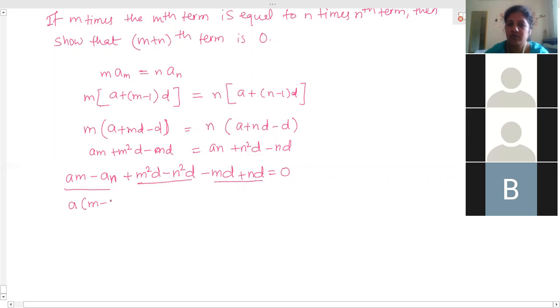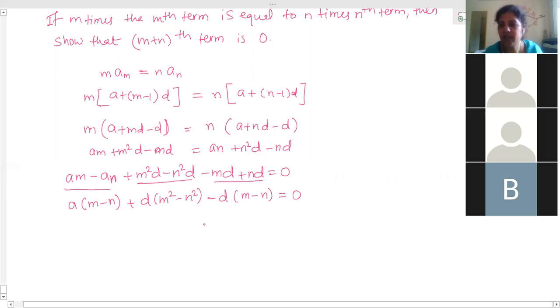A common, so we can take it out. So it is m minus n. Now here d common, m square minus n square. Now minus d common. So it is m minus n is equal to 0.